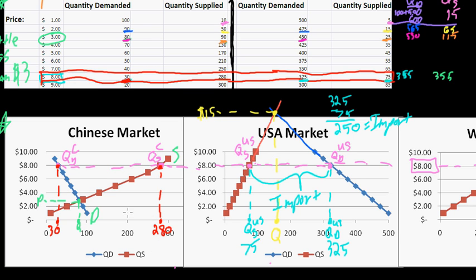So the difference then is going to be how much they export. And again, here's the reasoning. The Chinese, at a price of $8, which is the world equilibrium because it is free to trade between the Chinese and the US, the Chinese will produce 280 toys, and China only wants to consume, the Chinese citizens only want to consume 30 toys. So if the Chinese only want to consume 30 toys, but the Chinese factories want to produce 280 toys, the only way that these Chinese factories are going to be able to sell those goods is if they export them.